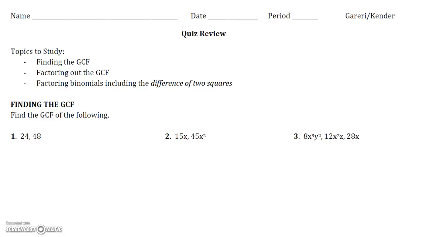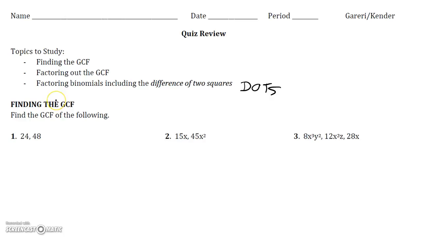So to start, I wrote out here the topics to study. You should know how to find the greatest common factor. You should know how to factor out the greatest common factor. And then you should also know how to factor binomials. That's kind of putting those two things together, including the idea of the difference of two squares, which in class we called dots.